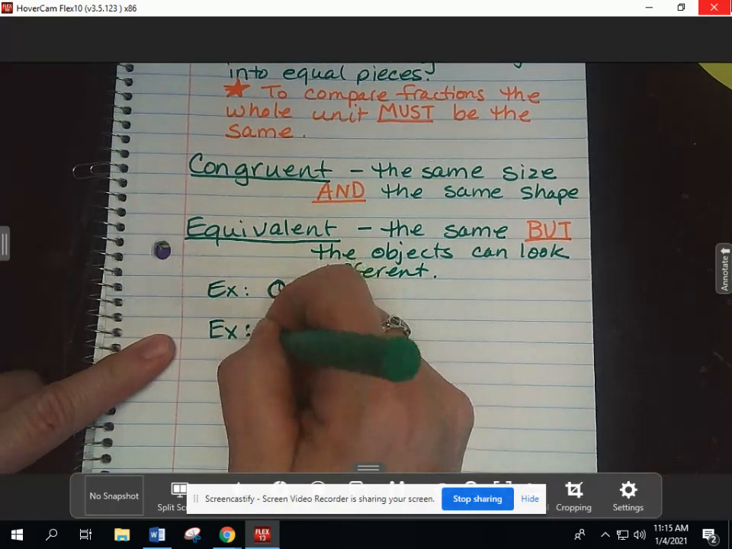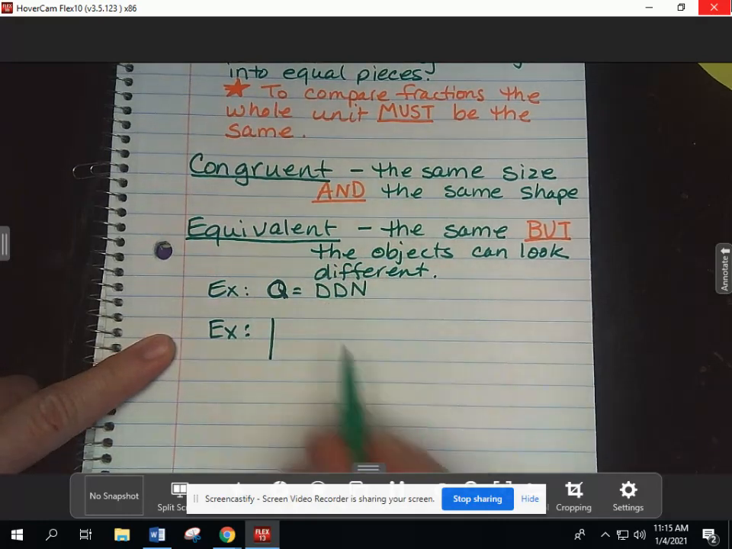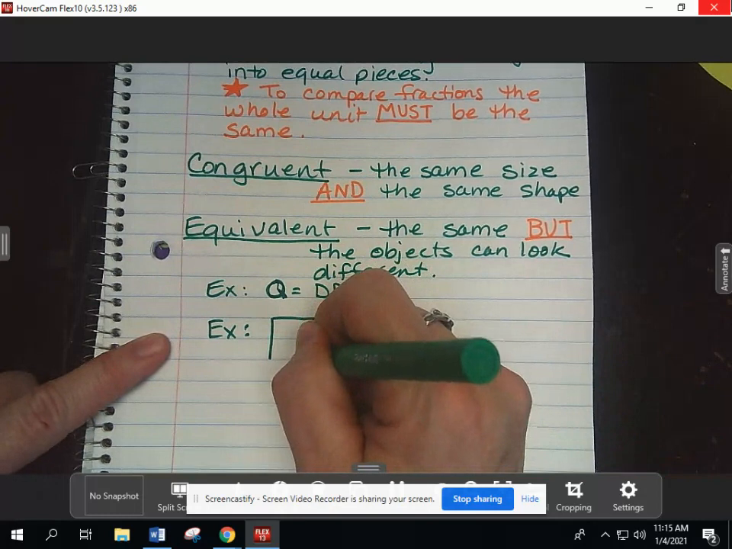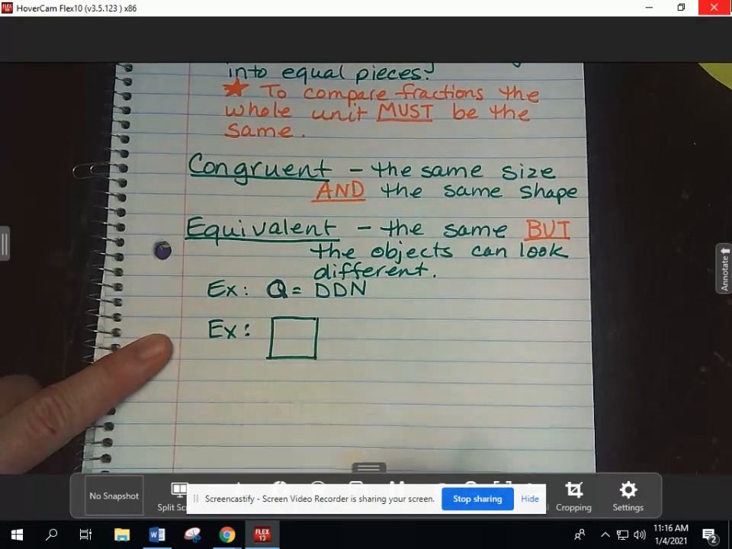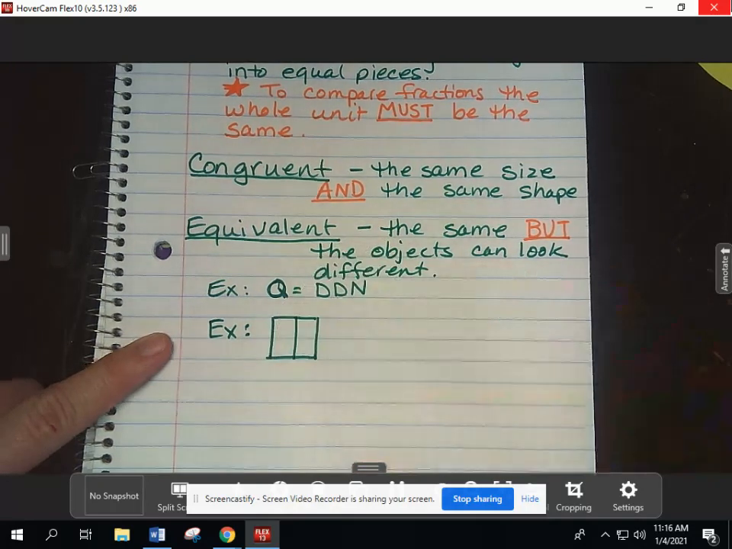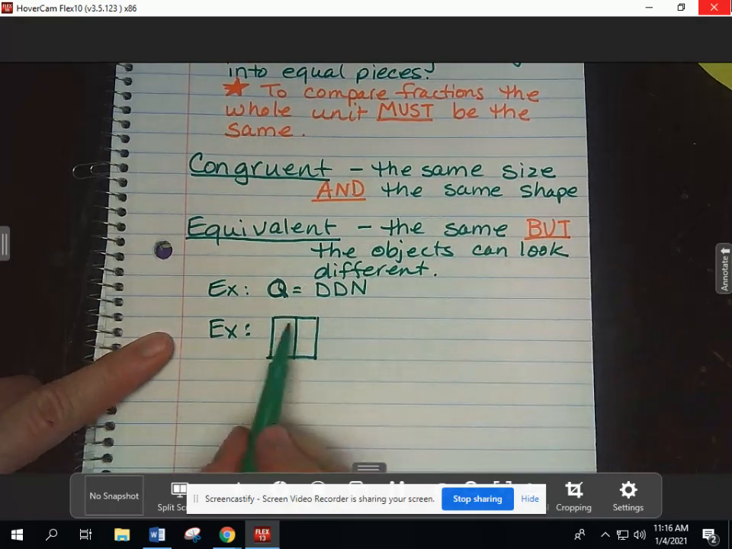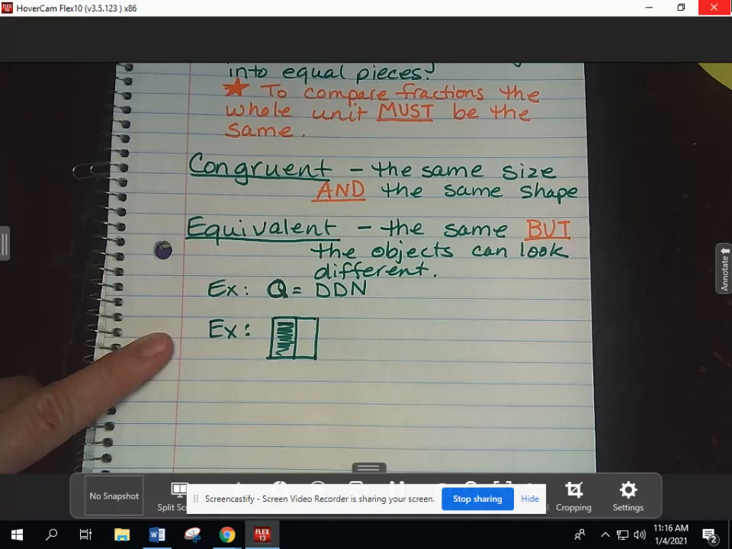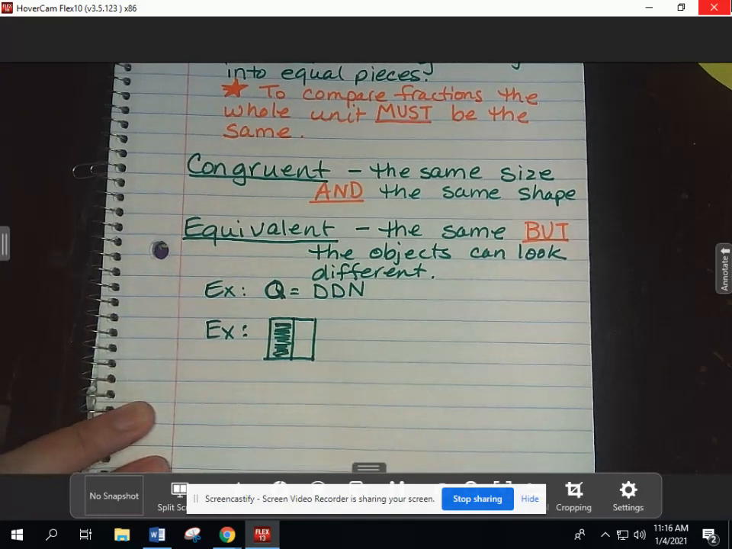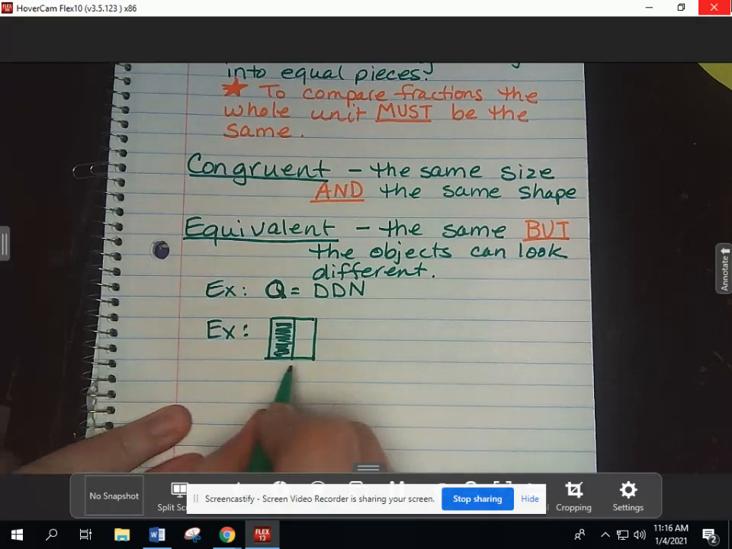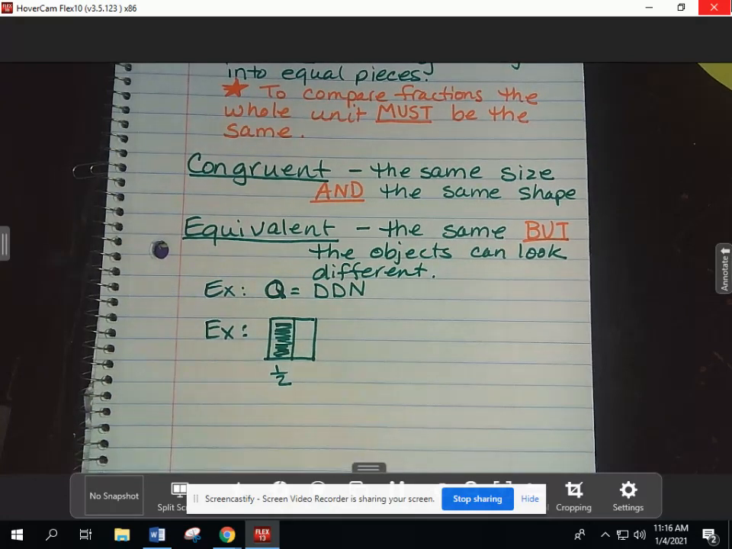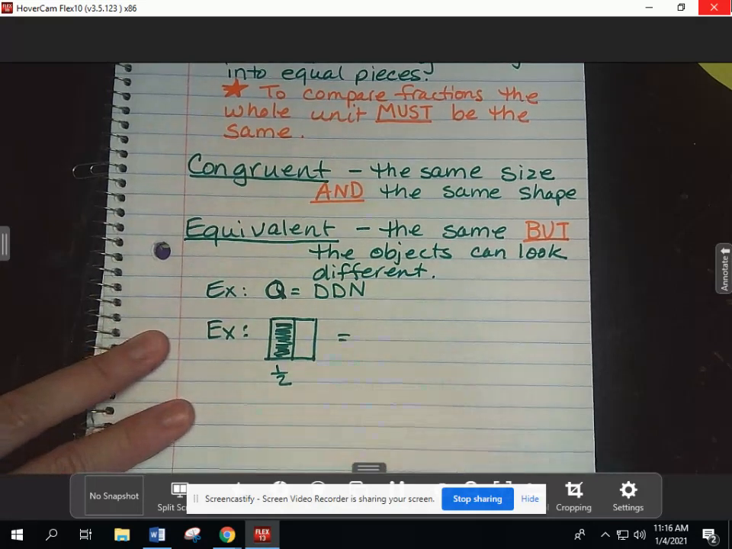I'm going down 2 lines. I'm going over a little ways. I'm going down 2 lines again, trying to make a square. I'm going to divide this one in half. And I'm going to shade this side in. So how much do I have shaded in? Raise your hand. Reese, 1/2. Okay. I'm going to put an equal sign between these.